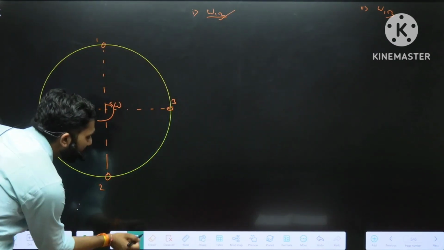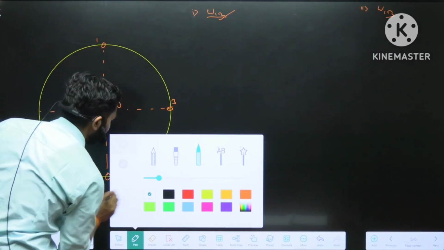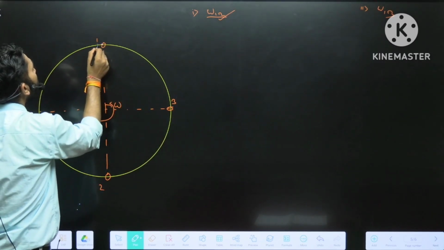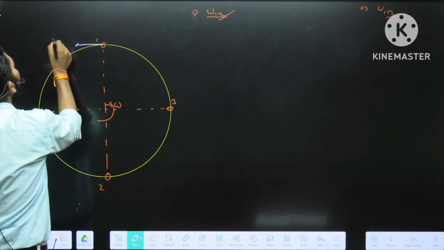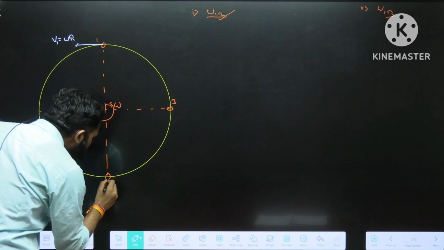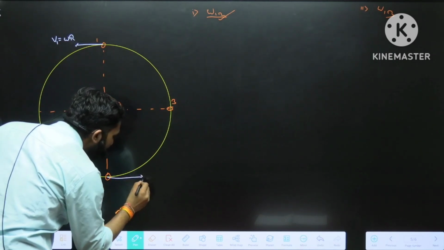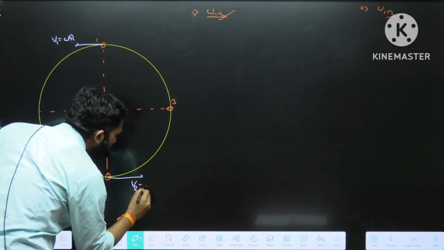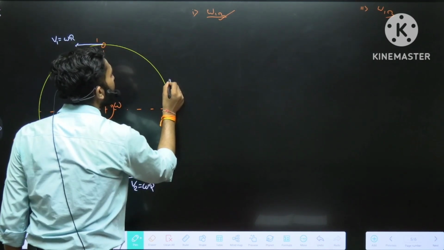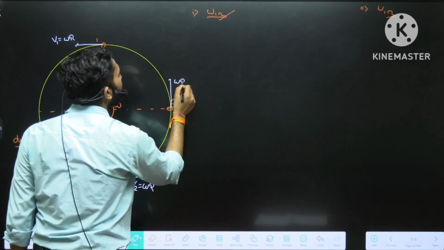First write the velocities of 1, 2 and 3. If it is rotating anti-clockwise, then the velocity of 1 will be like this, and what will be the velocity? Omega into r. The velocity of 2 will be in this direction, as we know in circular motion. So what will be the velocity? Omega into r. The velocity of 3 will be in this direction. What will be the velocity? Omega into r.